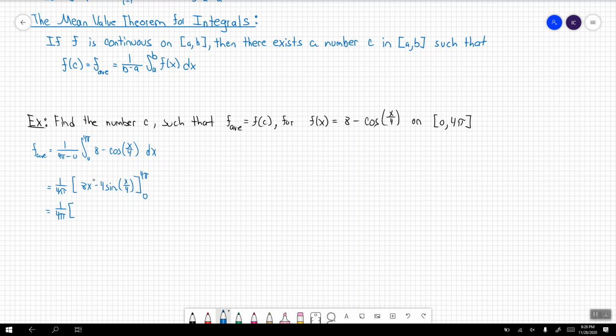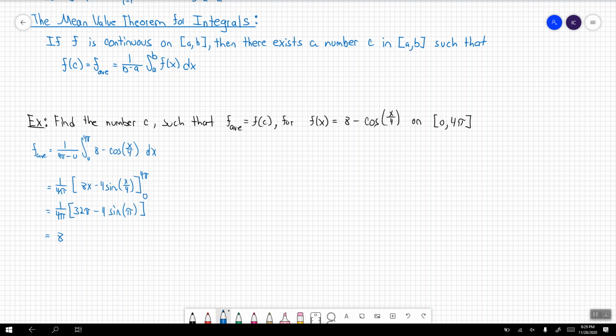And when we evaluate 8 times 4 pi, that gets us 32 pi, minus 4 times sine of 4 pi divided by 4, which is just pi. And notice that if I insert 0 into 8x, that gets me 0. 0 into x here for the argument of sine will get me sine at 0, which is just 0. So what I have left is this. Now sine at pi is going to be 0, so that goes away, and all that we're left with is 32 pi divided by 4 pi. 32 pi divided by 4 pi is just 8.